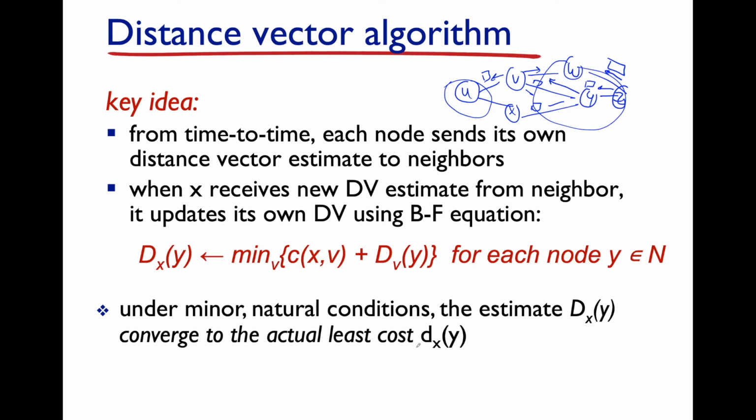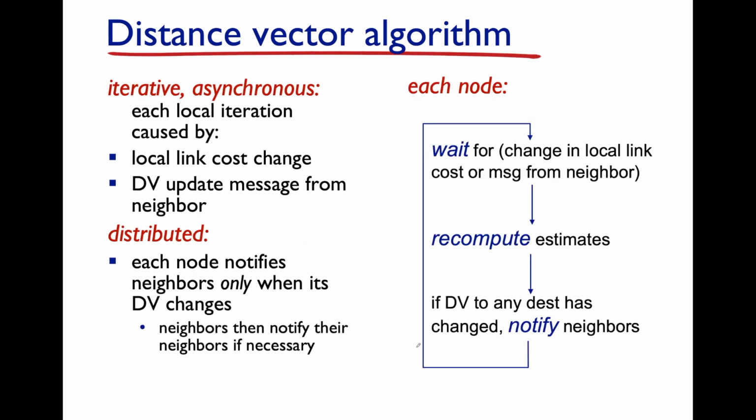Okay. That's why it's called an estimate. It's no longer an estimate once things stop changing and it settles down, or converges, to a value that's no longer changing. That's the actual least cost path. Okay, so distance vector routing algorithms are iterative and asynchronous.